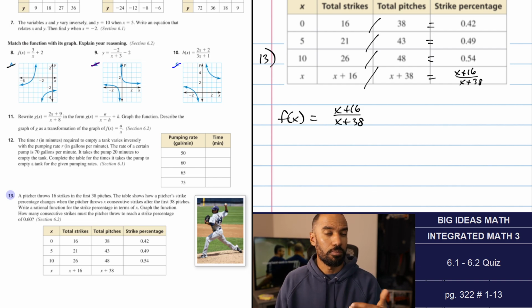X has to be 0 or more. It's the pitches after 38 pitches. So anyway, let me go to the graphing calculator here. We're going to plot x plus 16 over x plus 38. And I just want to rehash what kind of thing we're looking for.